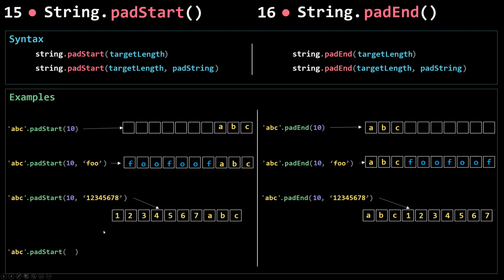Now for the last example, I'm gonna use a target length that is less than the original string length. So here we have 3, 2 is less than 3. So in this case, what padStart will do, it's just gonna go and return your original string. The same thing goes for padEnd. When you use a target length less than your original string length, it's just gonna return your original string. And that's it for padStart and padEnd. Let's move on to the next method.